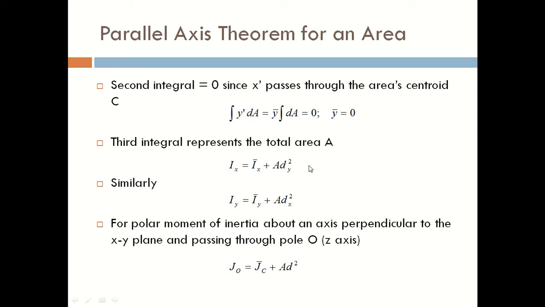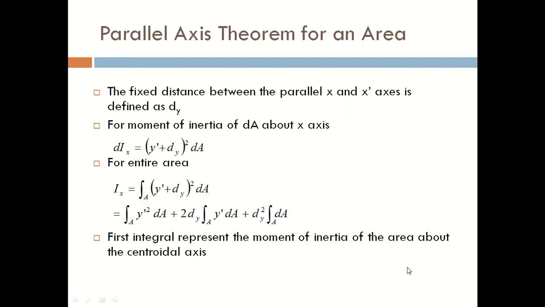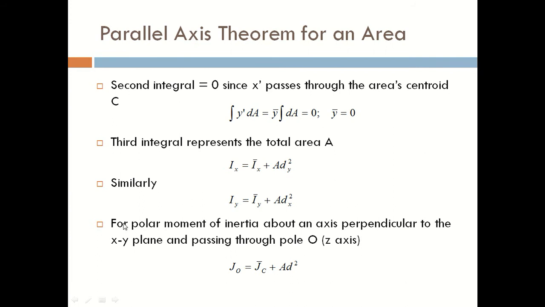So from that we can find the moment of inertia of this plane lamina about these parallel x and y axes, which are parallel to the x dash and y dash axes. Similarly, for the polar moment of inertia about an axis perpendicular to the xy plane and passing through the pole O, we find J0 is equal to J of C plus A d square. By the same method, we can also find the polar moment of inertia about an axis perpendicular to the x and y axes.